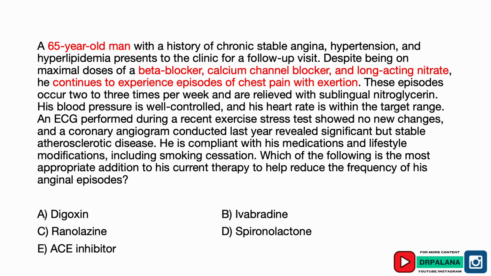An ECG performed during a recent exercise stress test showed no new changes, and a coronary angiogram conducted last year revealed significant but stable atherosclerotic disease. He is compliant with his medication and lifestyle modifications, including smoking cessation. Which of the following is the most appropriate addition to his current therapy to help reduce the frequency of his anginal episodes? A. Digoxin, B. Ivabradine, C. Ranolazine, D. Spironolactone, or E. ACE inhibitor.